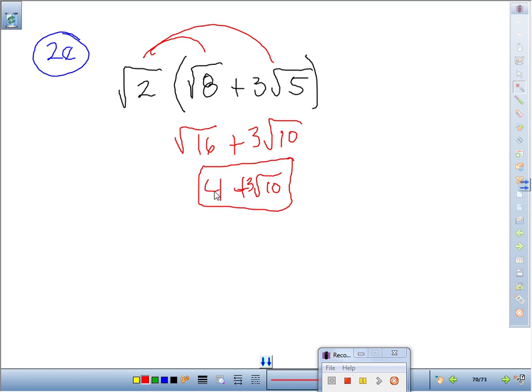Why couldn't I combine the 4 and the 3? Because the 3 is multiplying here, and we cannot skip our order of operations. Multiplication comes first. All right, let's continue.